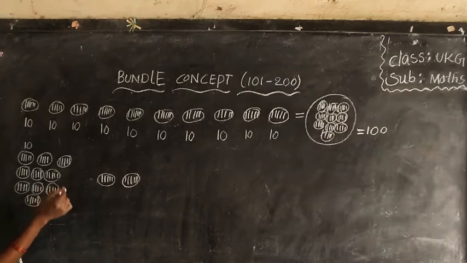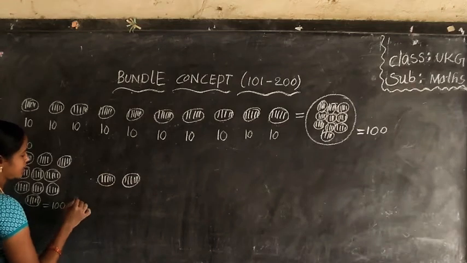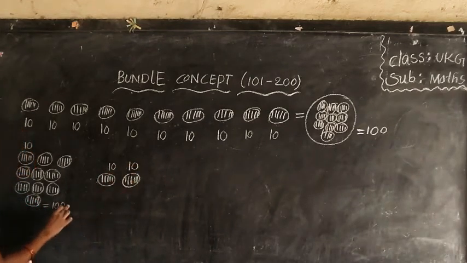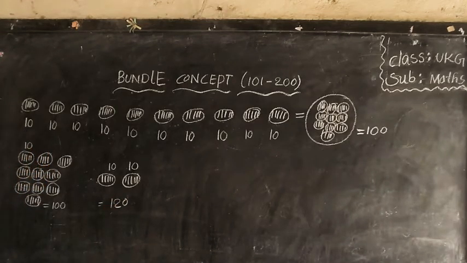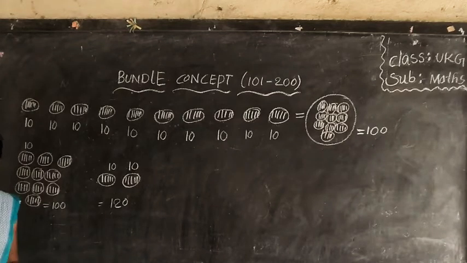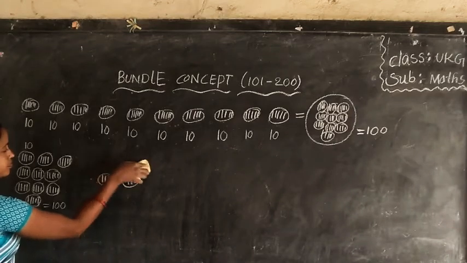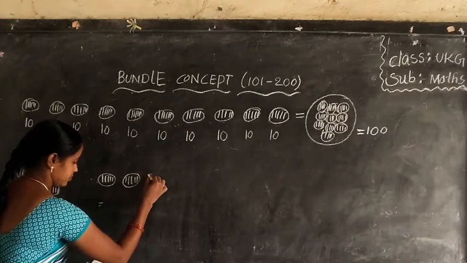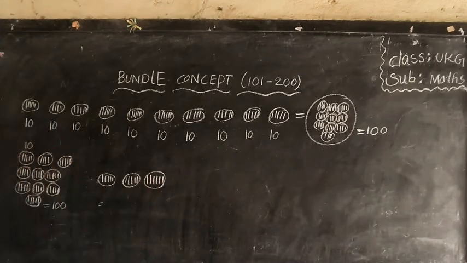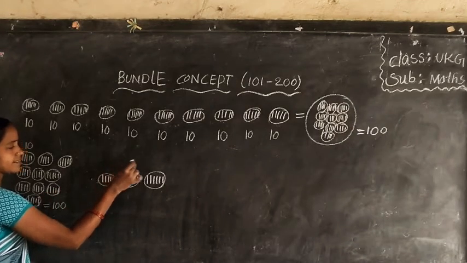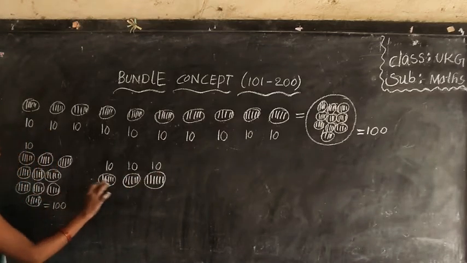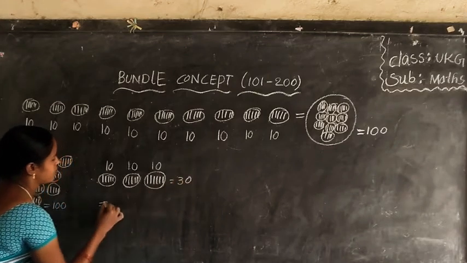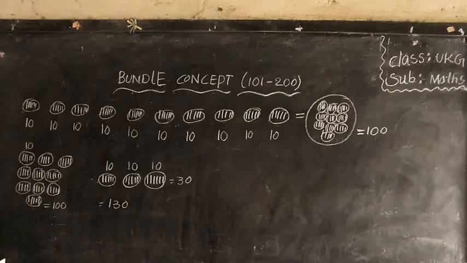Ten bundles have 100 sticks. Now here, bundles have 100 sticks. Now, 3 single bundles take: 10 and 10 more 20, 20 and 10 more 30. Now write 100 and 30 more, 130. Next.